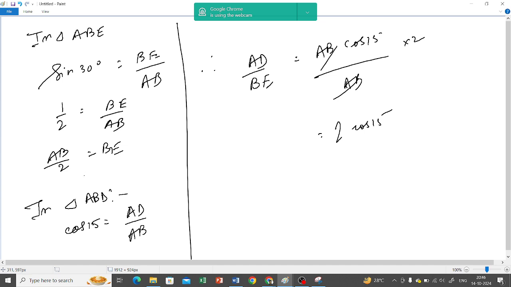So we have all the things. We have been asked to find out AD by BE. We have an expression for BE, and we have an expression for AD. So just put AD by BE, and you will get this much.